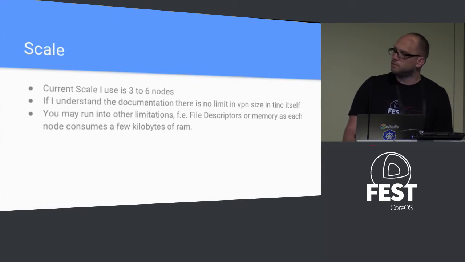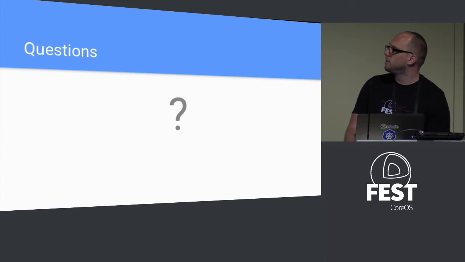So, let's talk about the scale of the thing. From the Tinc documentation, I've understood that there is no limitation to the actual size of the VPN in Tinc itself. There will be other limitations, because every node in the VPN takes a small amount of RAM, and you also need some file descriptors for all the configuration files, so you may run into some limits there. So I'm happy to answer questions if I can.